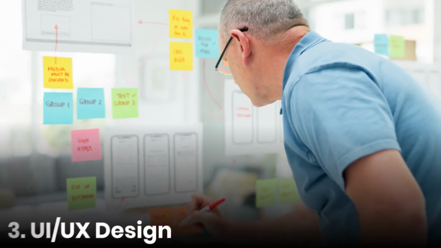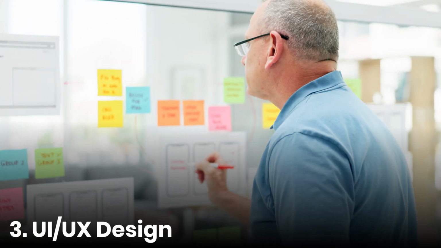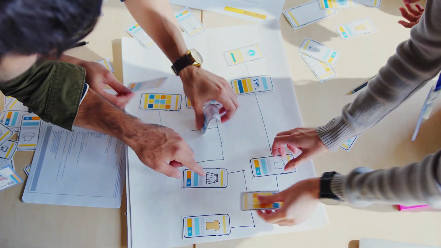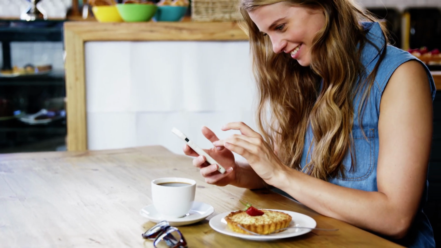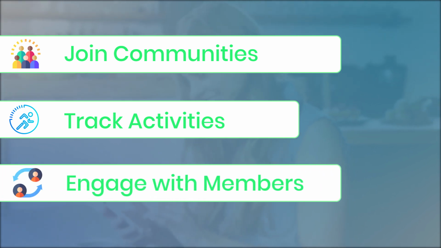Step 3 is UI/UX design. Design an intuitive user interface. Prioritize user experience to ensure ease of use. Your app should be as easy to navigate as a well-designed website. Users should find it simple to join communities, track activities, and engage with other members.